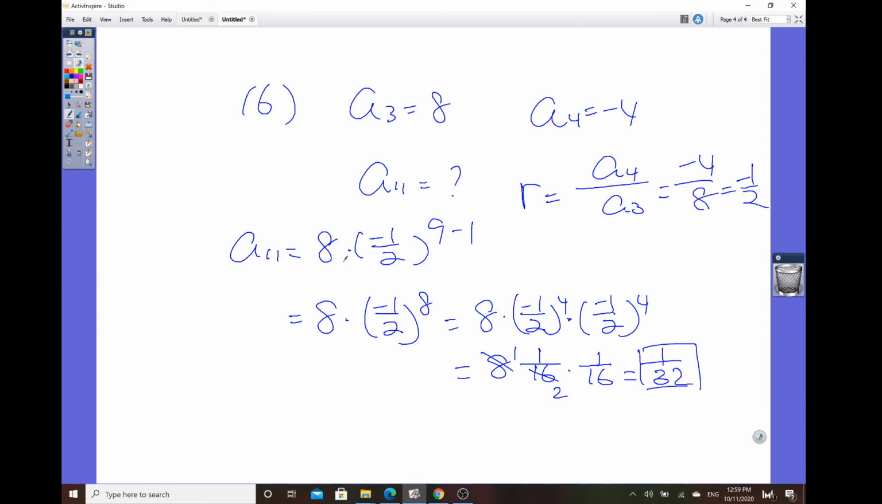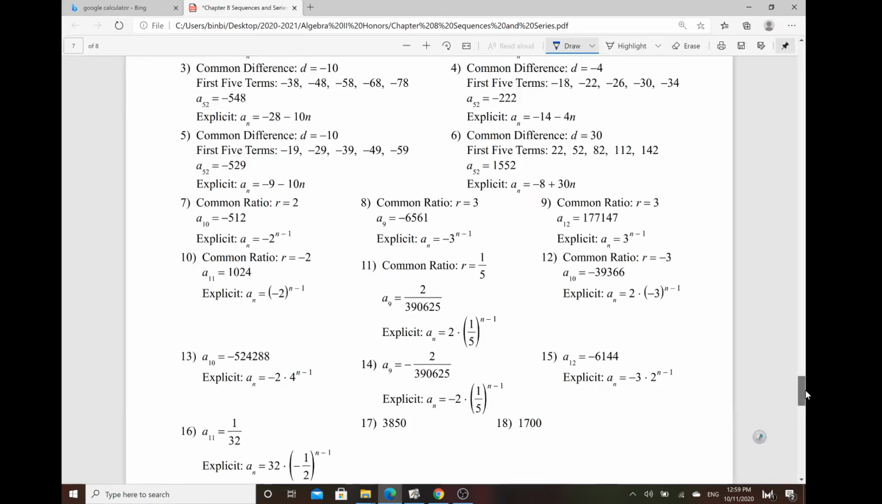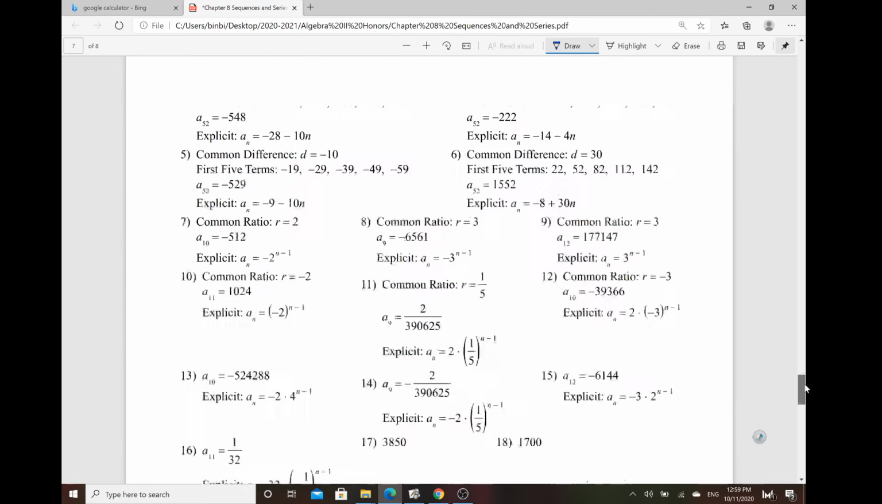Well, because this sequence is alternating, because the common ratio is negative 1/2, so sometimes bigger, sometimes smaller. So 1 over 32. Let's check that for number 16. Yep. And then find the explicit formula.